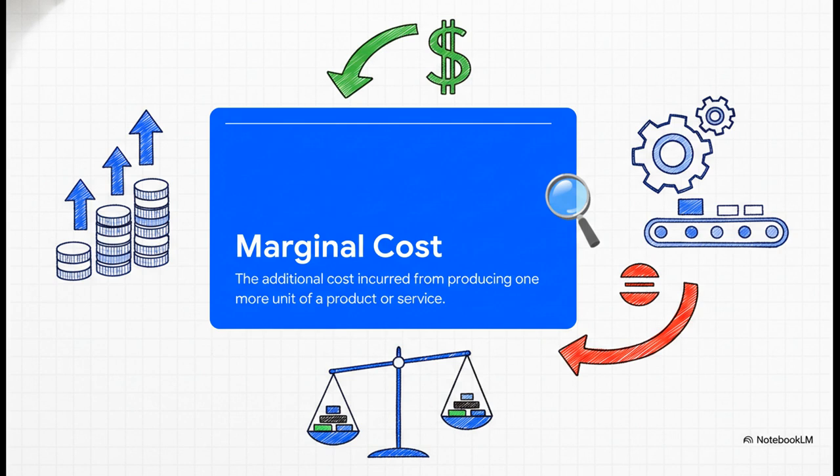Think about it. If selling your 1,000th product brings in $50 in revenue, but it only costs you $30 to make it, well, that's a $20 marginal profit. You absolutely make that product.